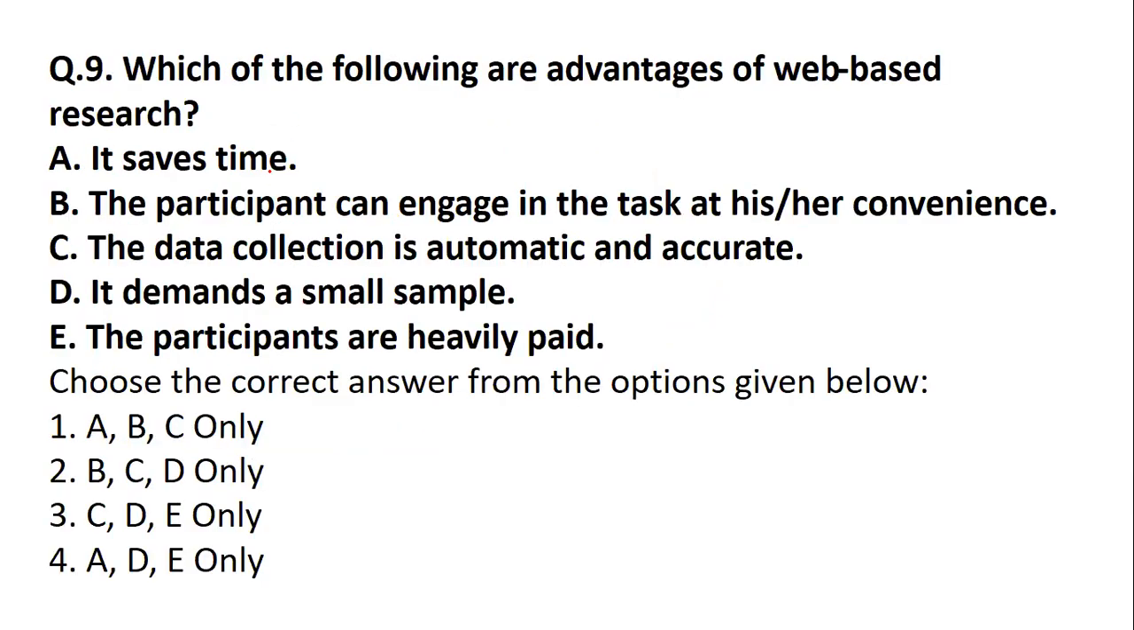Now, coming to the next question: which of the following are the advantages of web-based research? When research is done with the help of the web, is it time saving? Is it engaging the participant with convenience? Data collection demands a small sample. The participants are heavily paid. From the given list, yes, it saves time. Yes, it engages the participants. It collects data with accuracy. It demands a small sample, no. The participants are heavily paid, absolutely no. So you can cancel that option out, right?